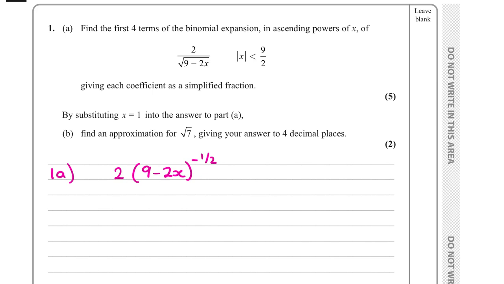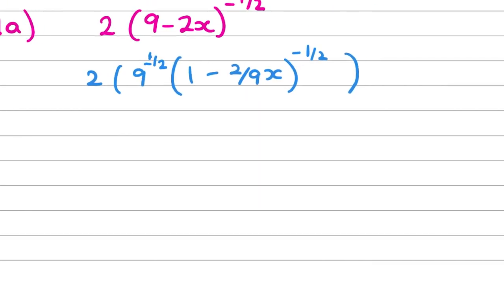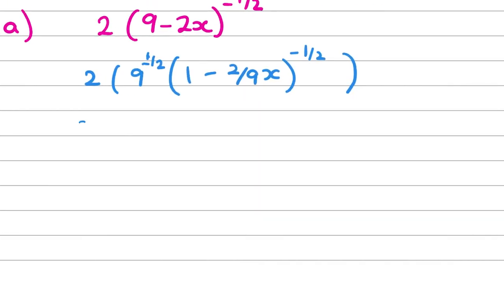make sure that this is 1. How do I do that? I take out 9. If I take out a 9, I have 9 to the power of negative a half, lots of 1 minus 2 over 9 x to the power of negative a half. Okay, so in actual fact, I then get 2 over 3, lots of 1 minus 2 over 9x to the power of negative a half. This is the most important thing.